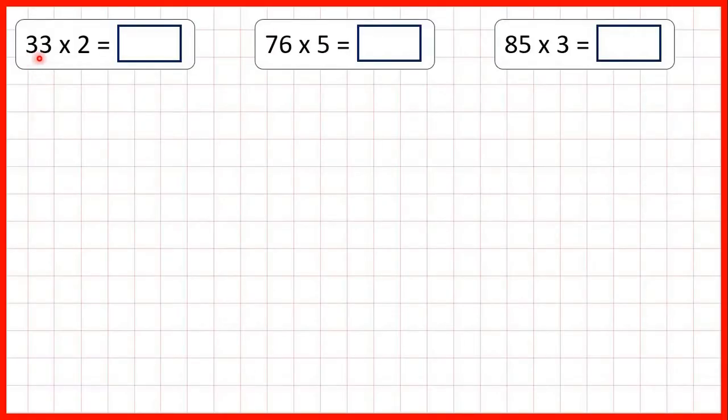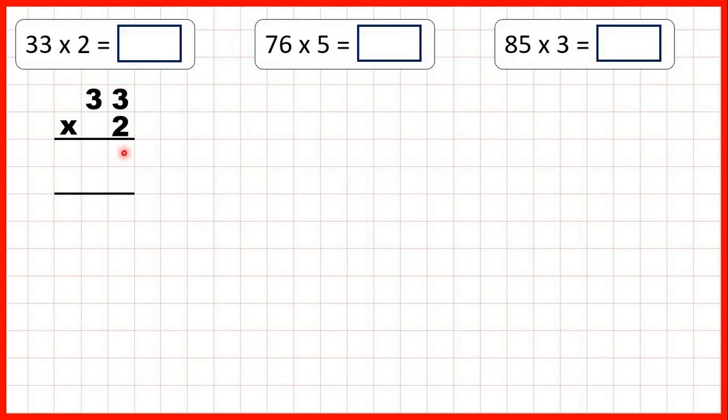Now we need to multiply a 2-digit number by a single-digit number using expanded column multiplication. So first we have 33 times 2. We can set the question out like this, with our 2-digit number on top and our single-digit number below. Now here we have 2 answer lines.